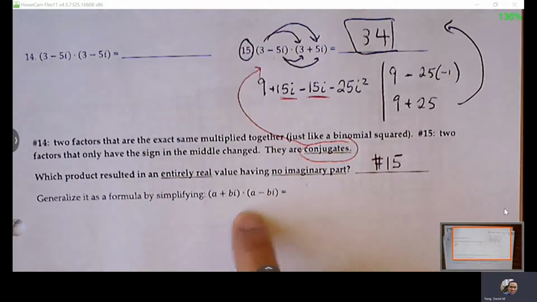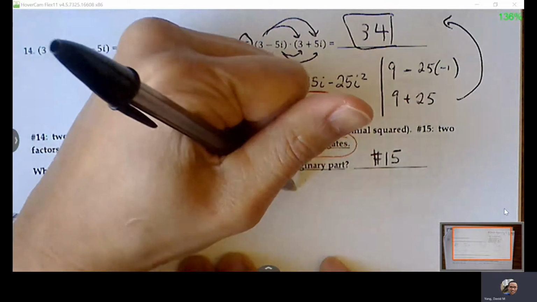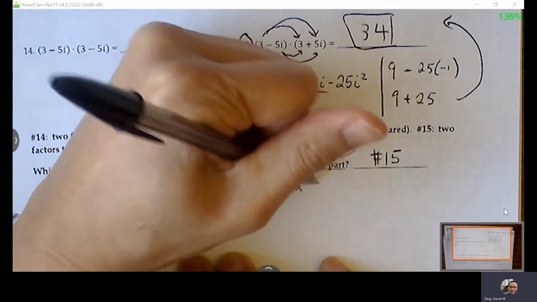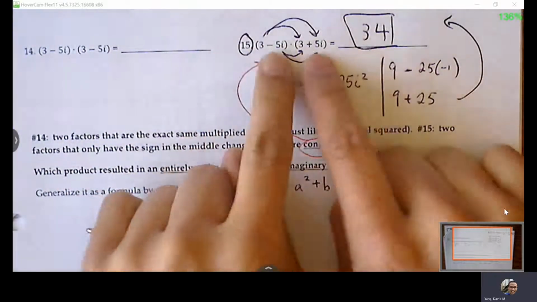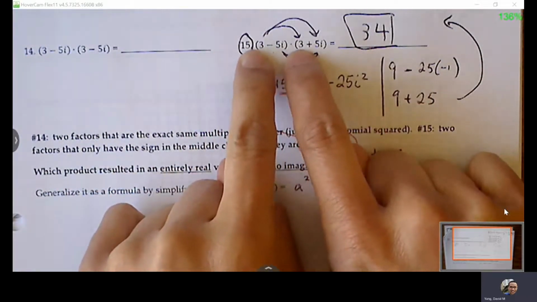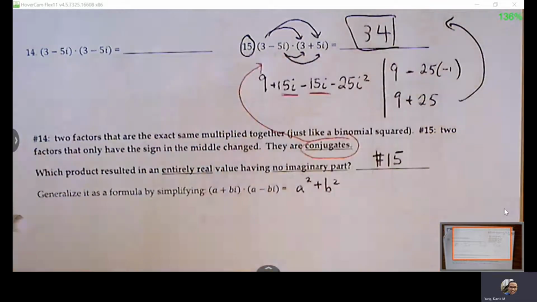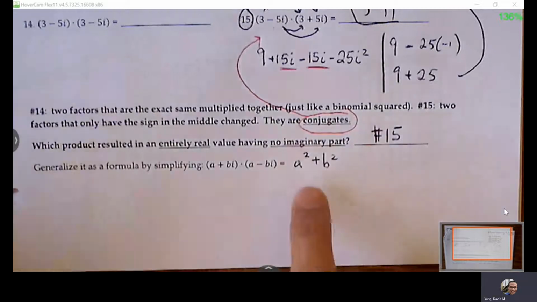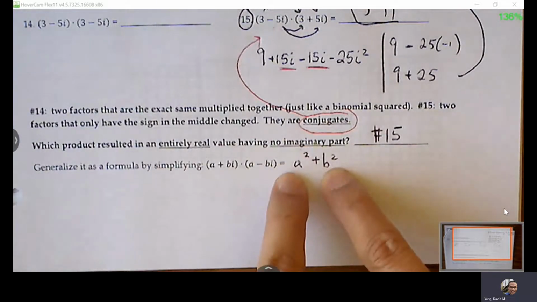Okay, this is generalize it as a formula by simplifying a plus bi times a minus bi. So here, this is going to formalize to just be a squared plus b squared. And you can see that here, right? 3 minus 5i times 3 plus 5i, which is really just going to end up being 3 squared plus 5 squared. Right? 9 plus 25 is 34. So when I have this, it just ends up kind of looking like a Pythagorean theorem relationship there.